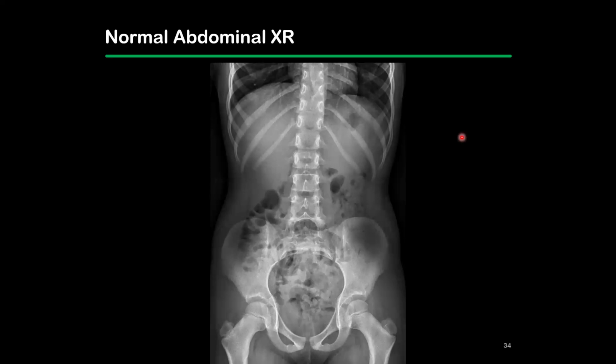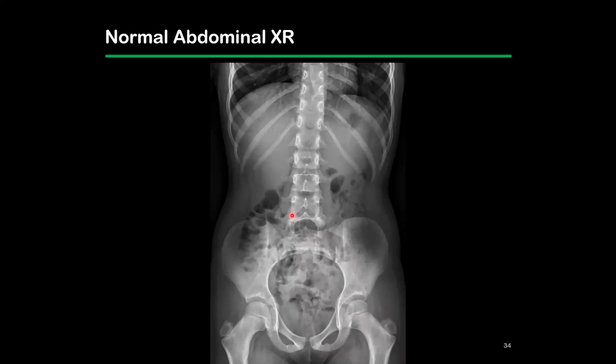When looking at an abdominal x-ray, developing your own system is important. I'll usually start with the bowel gas pattern. We're trying to see if there are any particularly dilated bowel loops, or an area in the abdomen that doesn't have a whole lot of bowel gas. In this abdomen, there's gas throughout the bowel, and we can see that it's not dilated.